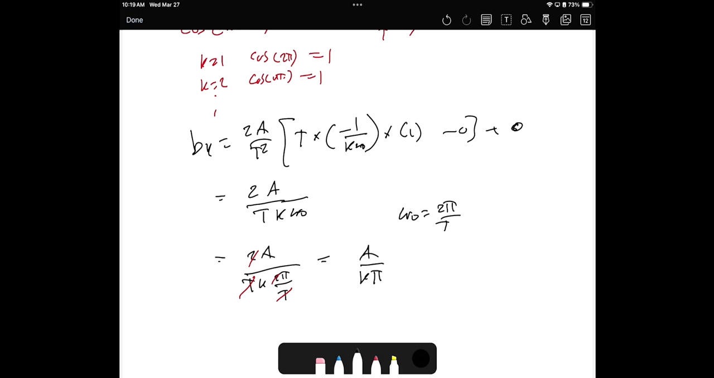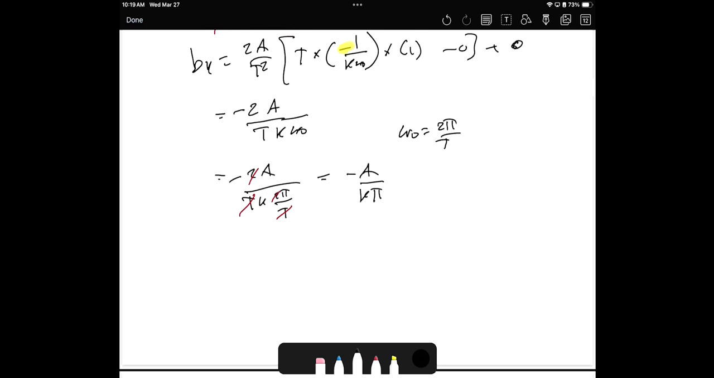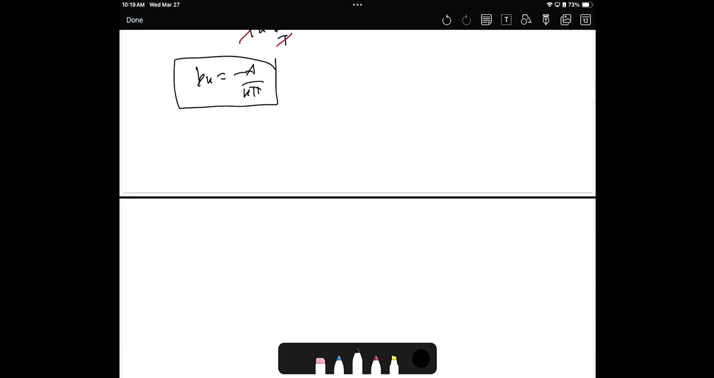Wouldn't it be negative? I think there will be a negative, right? So this will be negative here, and the reason is because there's a negative sign. So it will be negative, negative. Okay. So as a result, b sub k equals negative a over k pi. So let's summarize the parameters. a0 was a over 2. a sub k is 0. b sub k will be negative a over k pi.